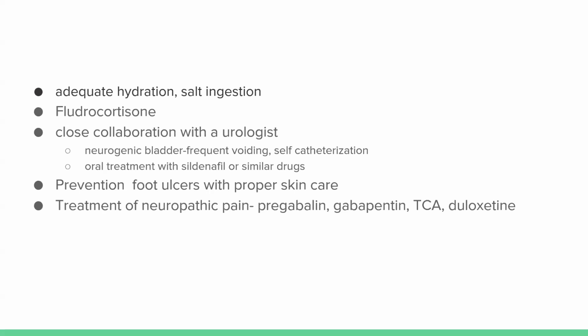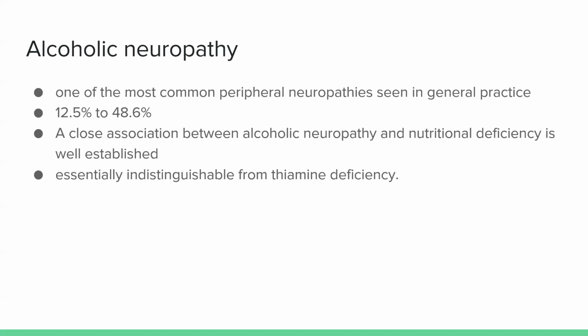frequent voiding, because these patients don't feel the urge to void, so their bladder is atonic. It can carry lots of volume of urine. So frequent voiding and sometimes self-catheterization may be required. Oral treatment for impotence with sildenafil and other similar drugs can be tried. Other things, we can practice proper foot care, skin care to avoid foot ulcers. The other thing is, I just wanted to mention some things about alcoholic and nutritional deficiency neuropathies.